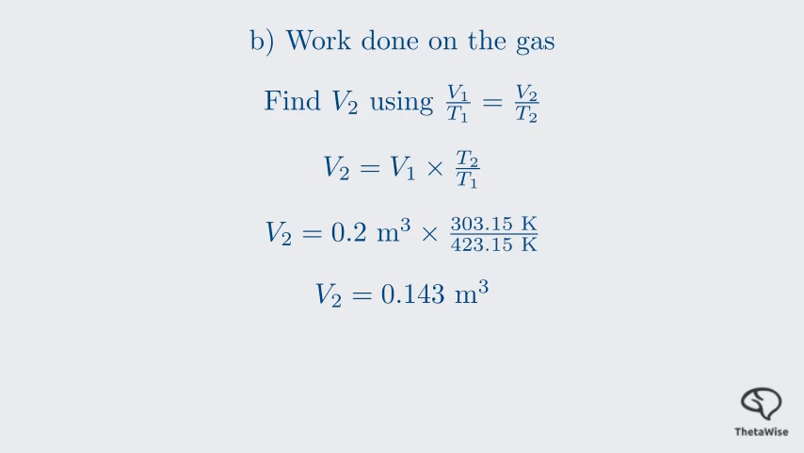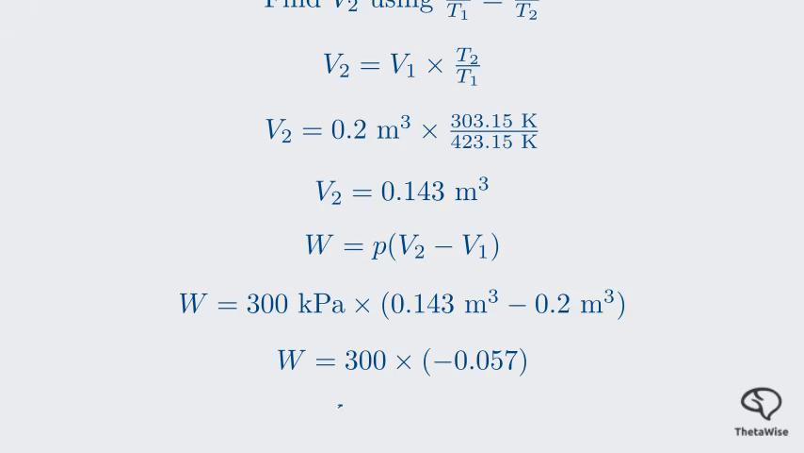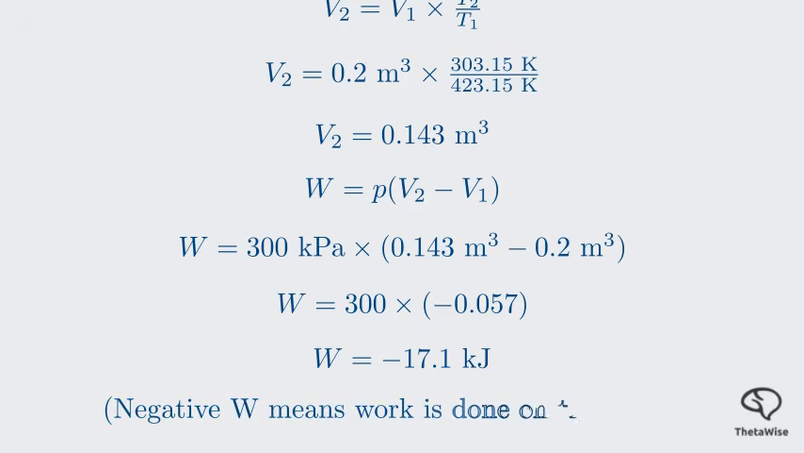Now we can calculate the work done. Using W equals P times V2 minus V1, we get 300 times the change in volume, 0.057. The result is 17.1 kilojoules. Again, the negative sign is significant. It indicates that the volume decreased, which means the surroundings compressed the gas. In other words, work was done on the gas, not by the gas.